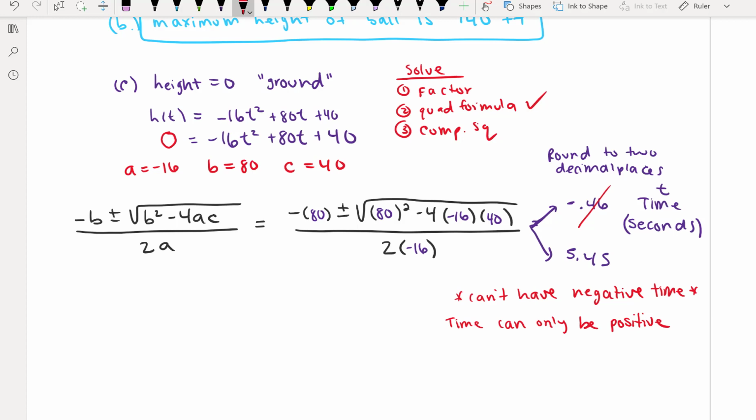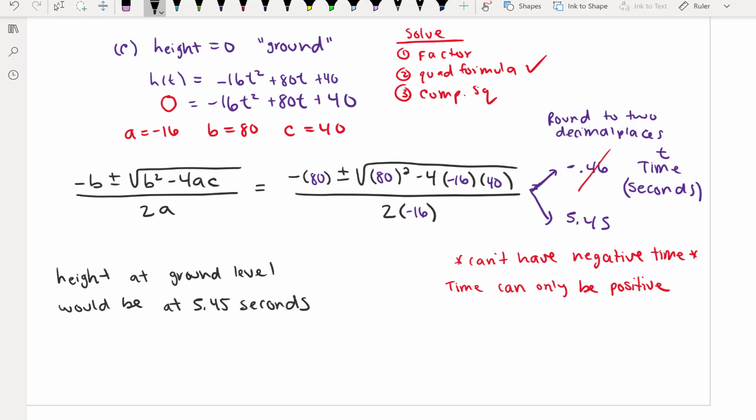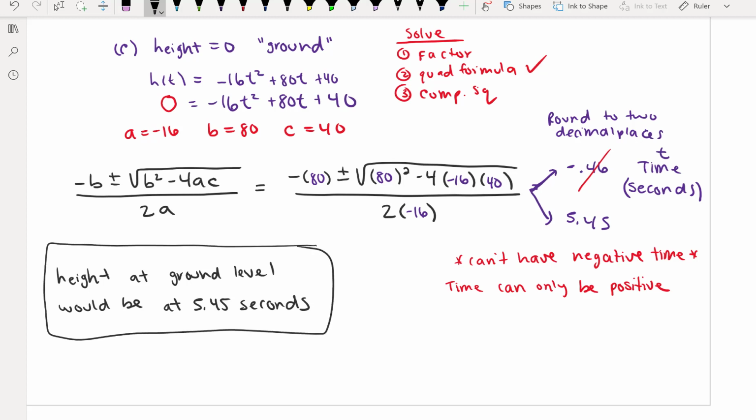So since time can only be positive, then we have 5.45 as our seconds. So okay, so height at ground level would be at 5.45 seconds. So if I throw that ball up in the air, it will take about 5.45 seconds for it to be on the ground.